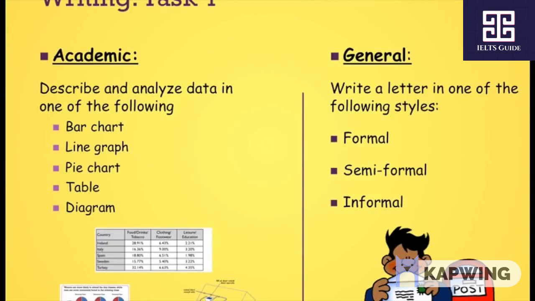Now let's look at the writing task. Like I said before, for writing task 1, in IELTS Academic, you have to describe and analyze a report. So it can be a bar chart, a line graph, pie chart, table, or a diagram, which would be given to you and you would be asked to write a report on them. However, for task 1 of IELTS General, you just need to write a letter. And there are 3 styles of the letter that may be asked of you: a formal letter, a semi-formal letter, and an informal letter.